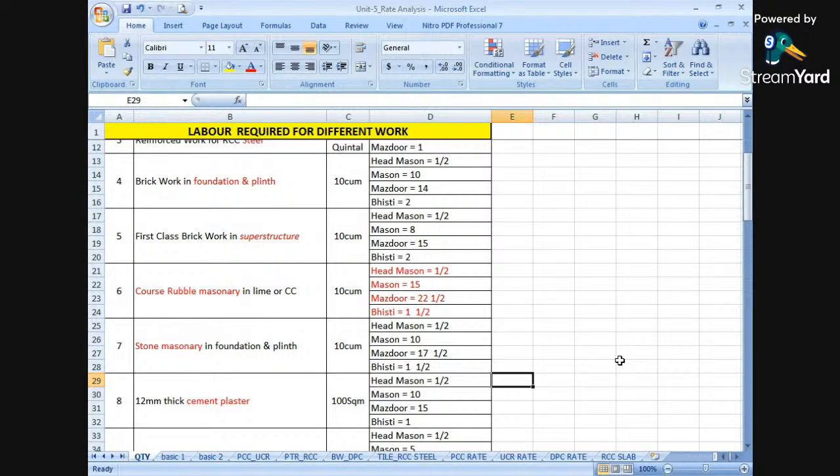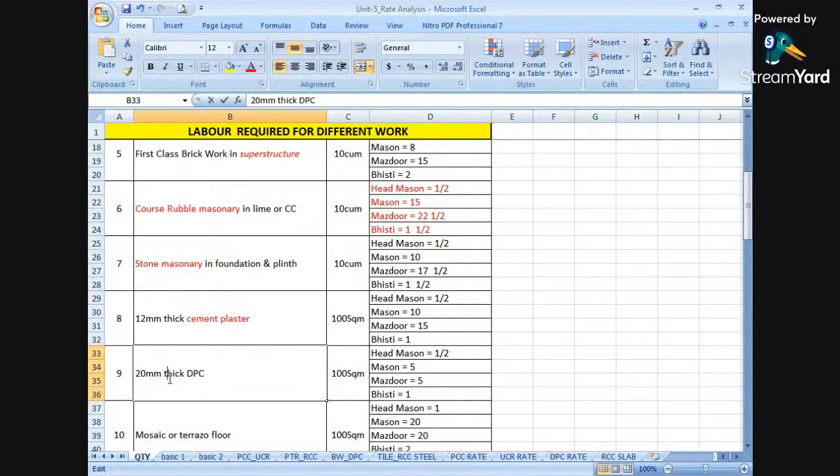So in carrying out this 100 square meters, how many head masons and masons are required? Head mason is 1 by 2, mason is 10. And what about the mazdoor required for carrying out this work? For the cement plastering work, we require head mason as 1 by 2, mason as 10, mazdoor as 15, and bisti as 1. Okay? For carrying out the cement plastering.